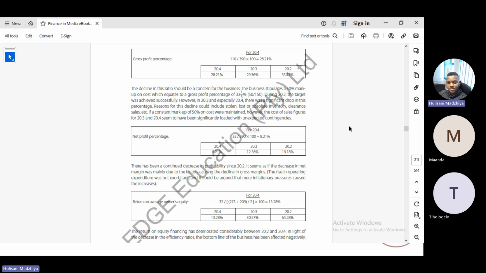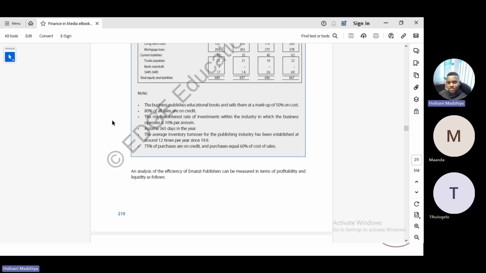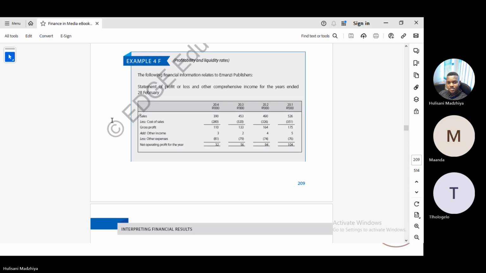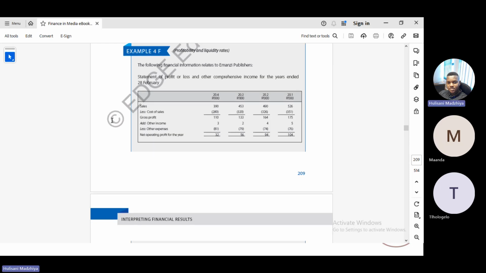So the last one is the return on average owner's equity. What the word average owner's equity means is that for 2.2, we are going to take the figures for 2.1 and 2.2 and then divide them by 2 and calculate the average. So let's make an example of this one.